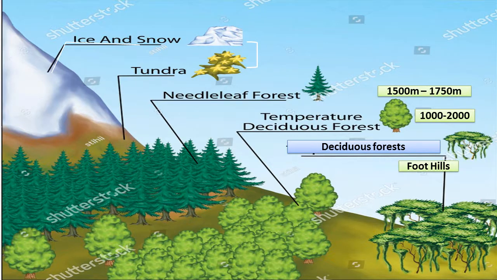Between the altitude of 1500 meter and 1750 meter, coniferous trees are found. In these regions, trees are cone-shaped or needle-shaped, hence they are known as coniferous trees. At higher altitude, alpine forest and alpine grass up to the snow line are found. Beyond the snow line, no vegetation is found. Only barren rocks are found in the snow line.